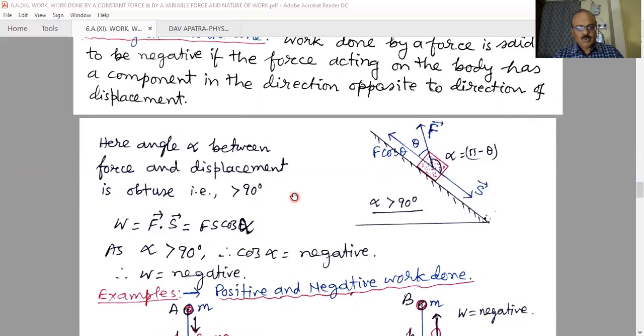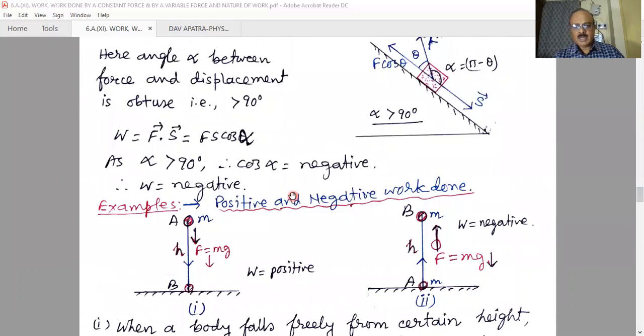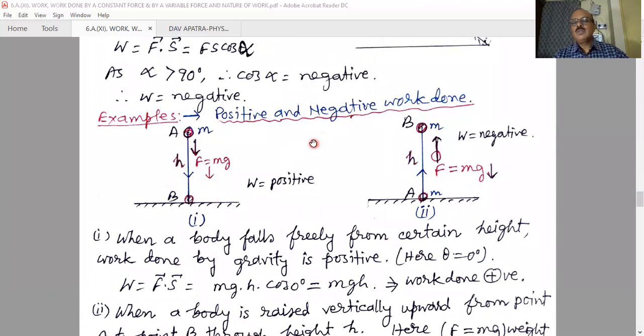Till now we have seen that work done by a force may be positive or negative. In the same event, there can be positive work done by some force and negative work done by other forces. For example, when an object is moving downwards, the mg, that is the weight, is a force acting downwards, and the displacement is also downwards.